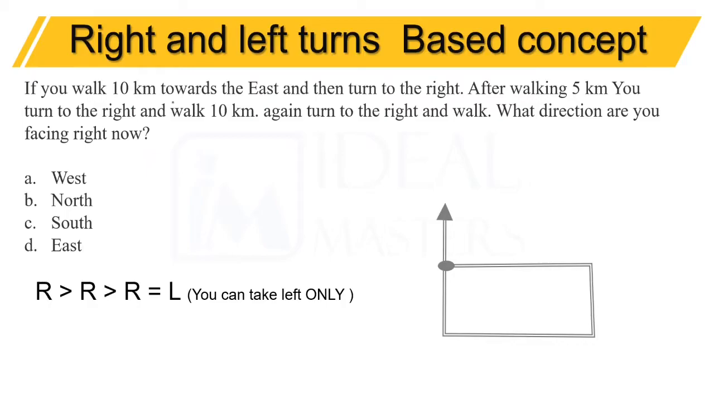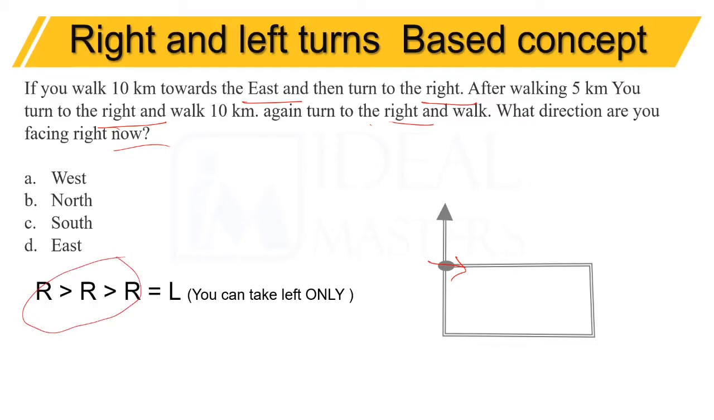Now, if you walk 10 kilometers towards the east and then turn to the right, after walking 5 kilometers you turn to the right and walk 10 kilometers, again turn to the right and walk. What direction are you facing right now? You can go with the conventional method. The diagram would be like this. But if you try to solve it quickly without drawing anything, you can just apply the second principle.